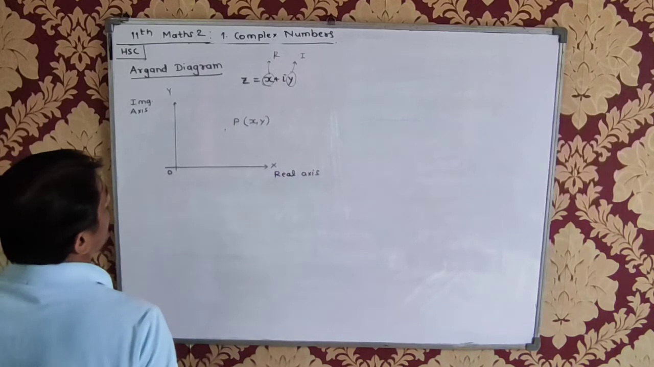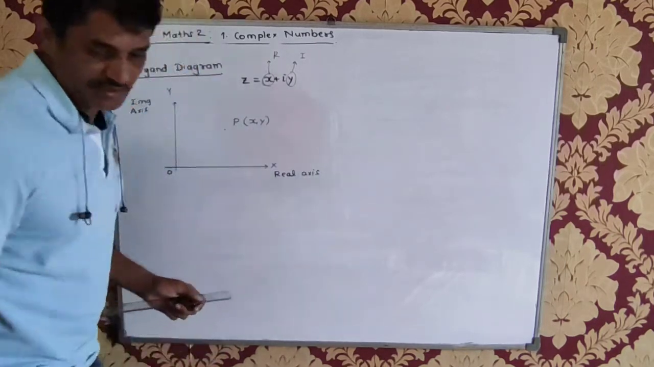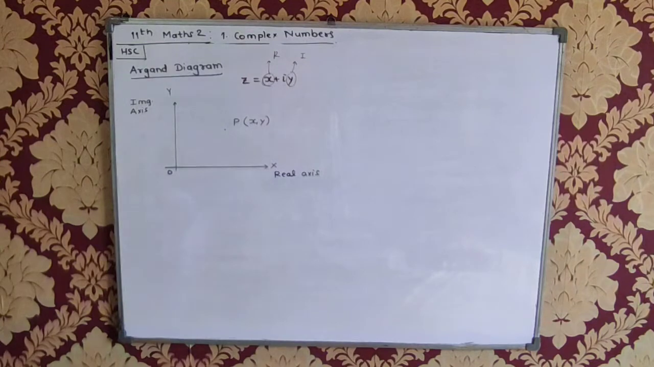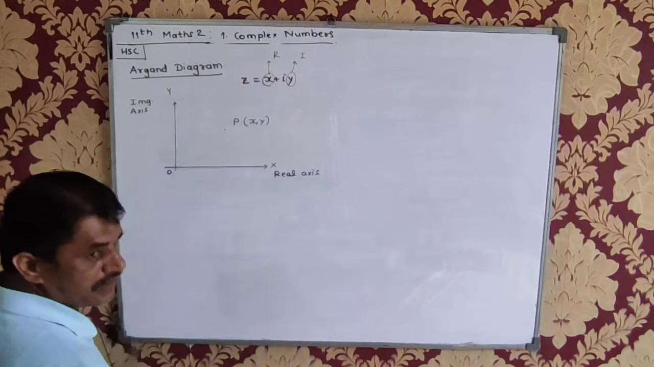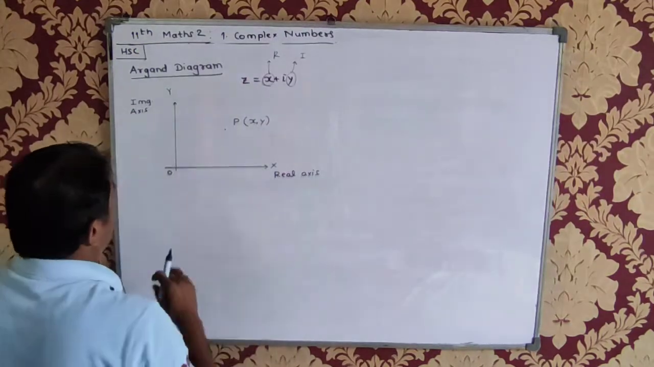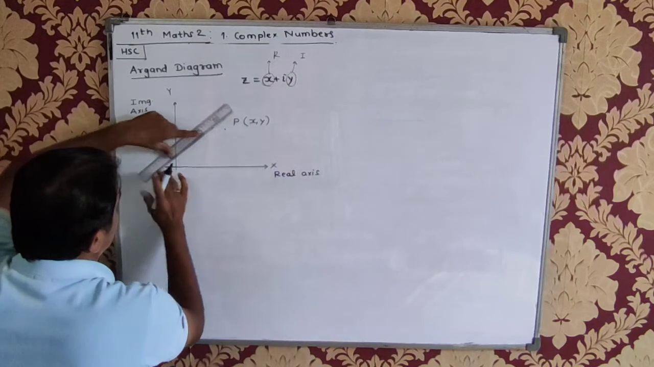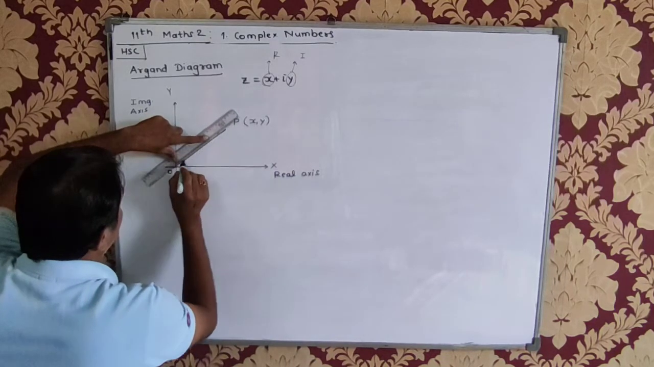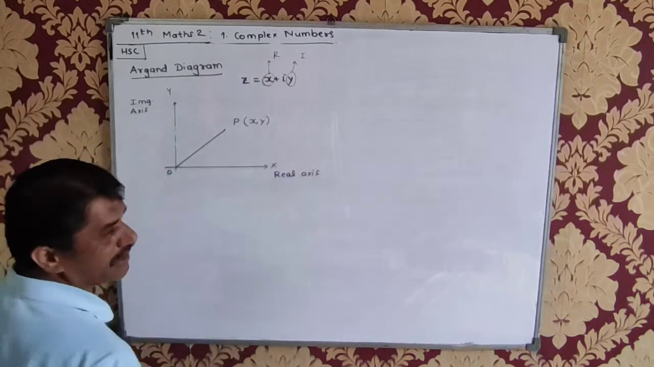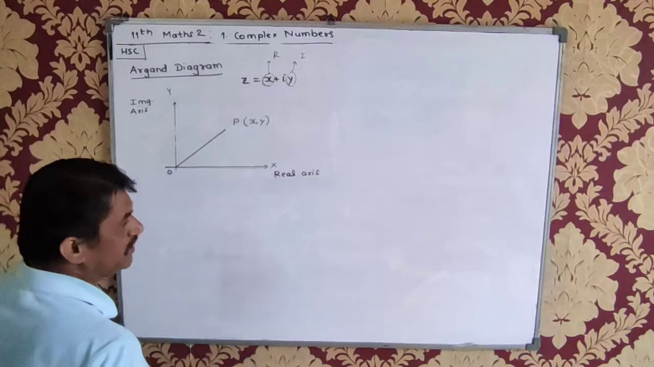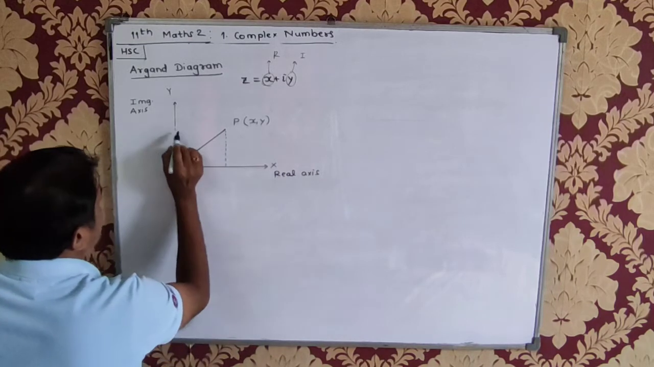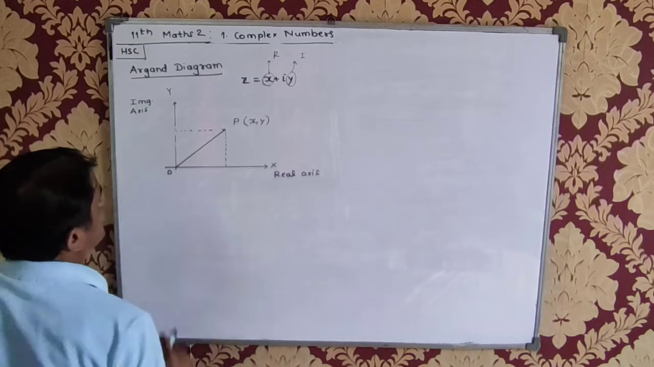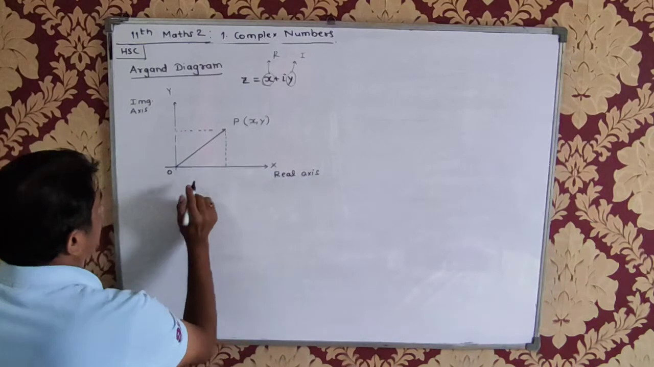And let us say this is the point P, which is having coordinates x, y. Then we say that this point P represents the complex number z is equal to x plus iy. Okay? And in this diagram, we say this point P is representing the complex number z is equal to x plus iy. Is that clear?